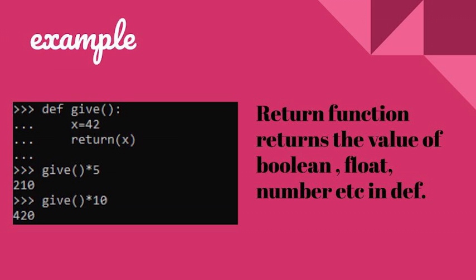Check out the example. We give the variable x a value, that is 42. We use the return statement for the variable x. x into 5, that is 42 into 5, is 210, and same as above, 42 into 10 is 420.